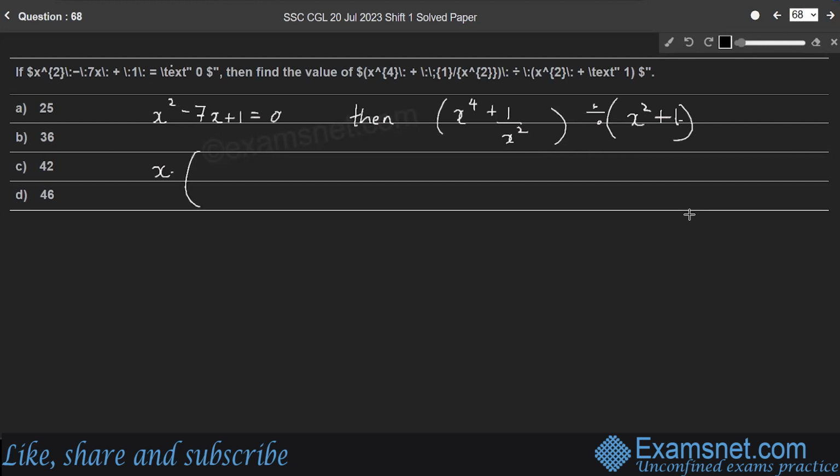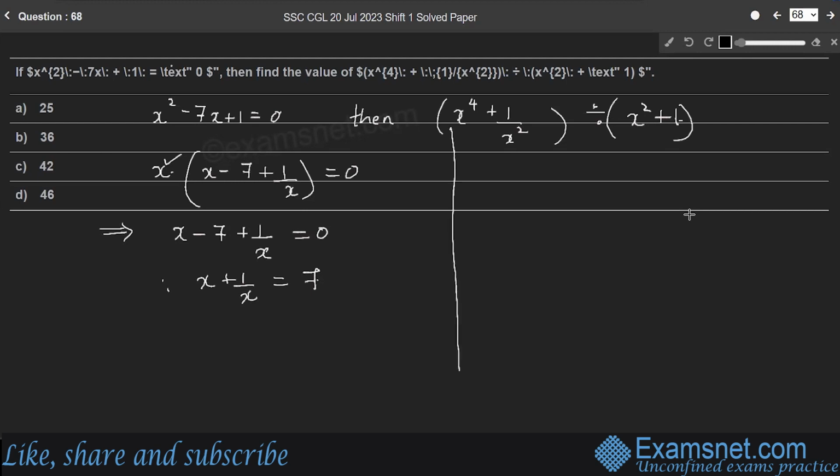So x into x minus 7 plus 1 by x, since we have taken out x here, is equal to 0. Therefore, x is equal to 0 or x minus 7 plus 1 by x is equal to 0. Therefore, we can consider x minus 7 plus 1 by x is equal to 0. Therefore, x plus 1 by x is equal to 7.